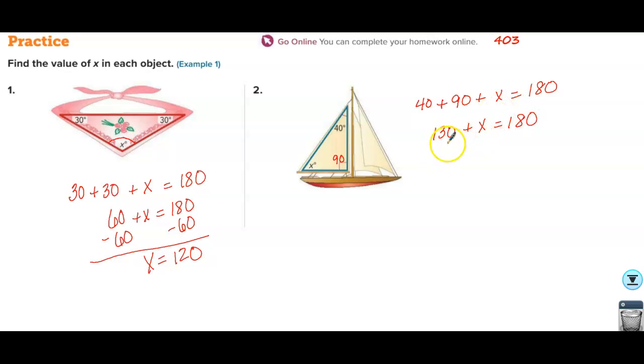Okay, and now if we subtract 130 from both sides to solve for x, we find that x is equal to 50 degrees. Okay, does that seem right? Yep, it seems right. It's less than 90, so I feel pretty good about that.